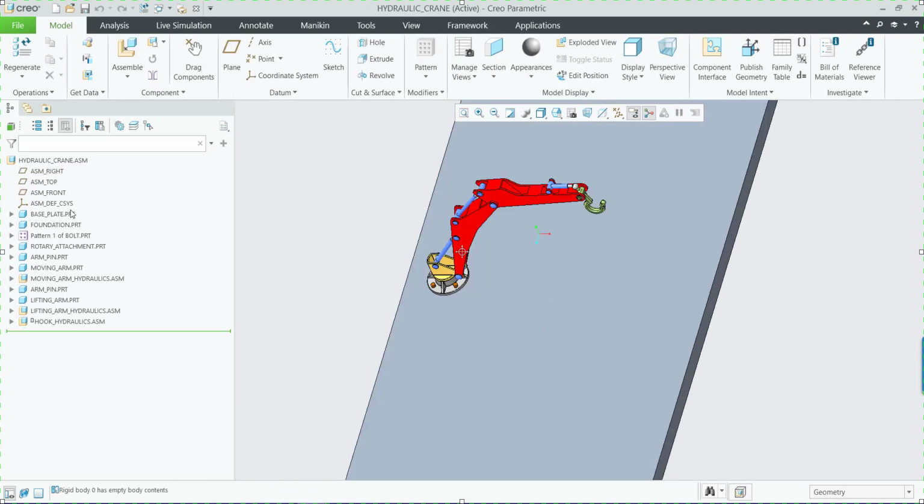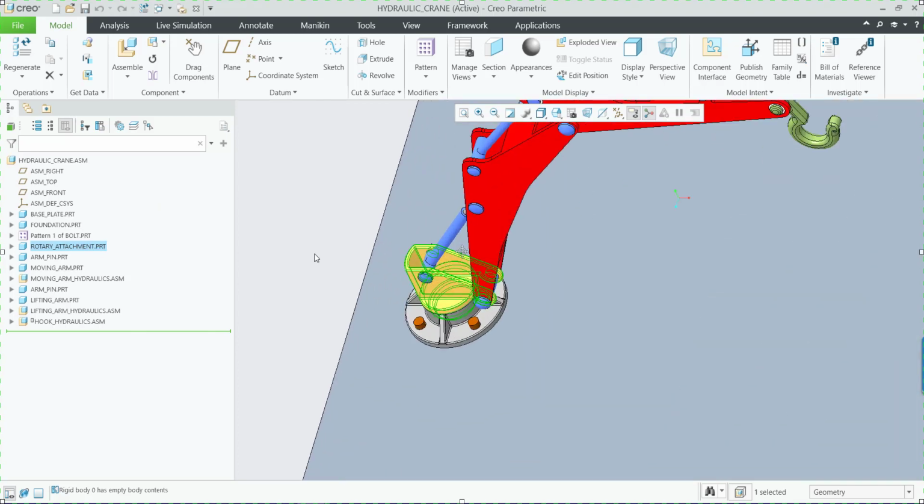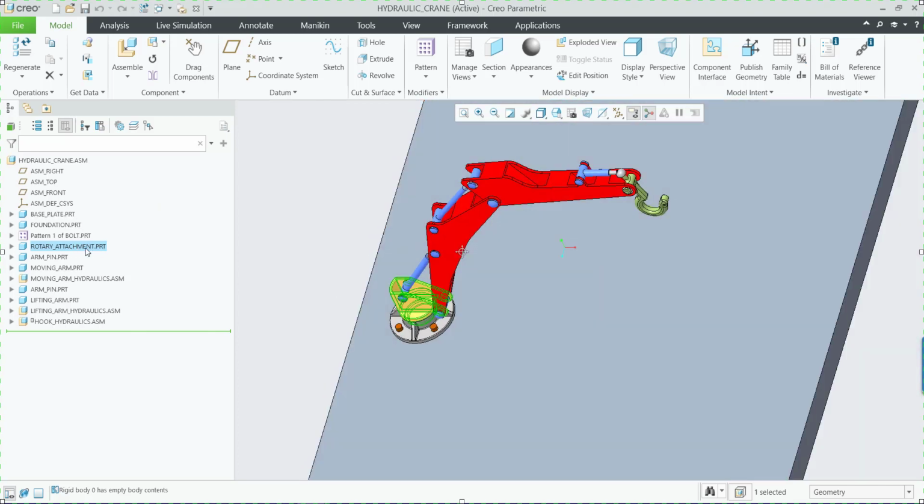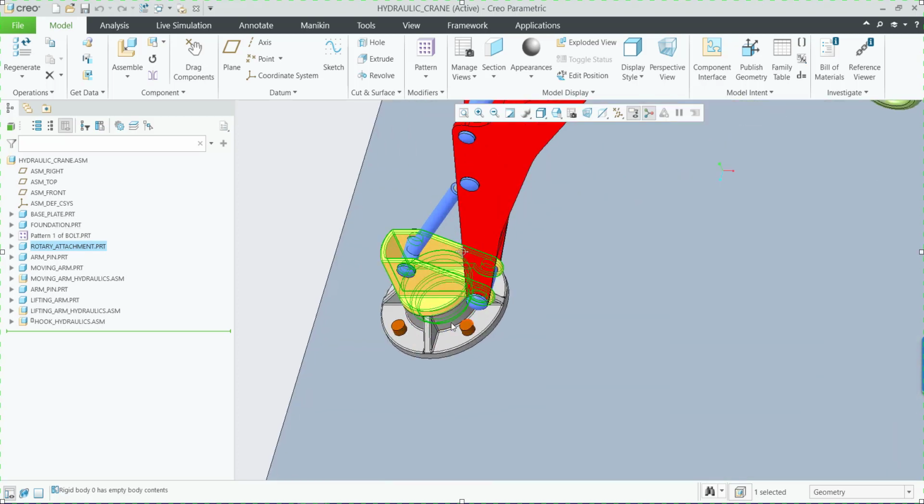So now after having this done with the first 3 components, let us deal with the rotary attachment. This is nothing but the yellow part, and as the name suggests, this part is supposed to rotate about the axis of this hole in the foundation.